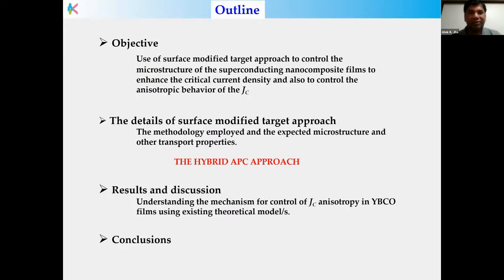So in this talk, I would talk about how we can use a surface modified target approach to control the microstructure of the superconducting film and how it can enhance the critical current density and control its anisotropic character. I will talk a little bit about what the surface modified target approach in a pulsed laser deposition system is, and what the hybrid artificial pinning center approach is. And then I will show some results, and finally I'll conclude my talk.